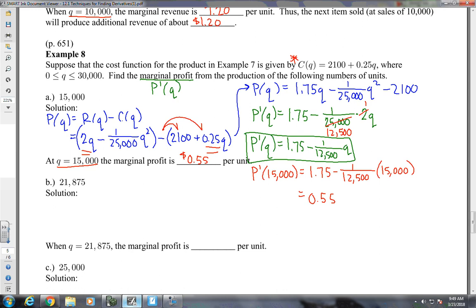For example B and C, I'm simply going to plug each of these numbers into our marginal profit function and calculate that number. And again, you can just type those into your calculator. I bet you can take it from there.